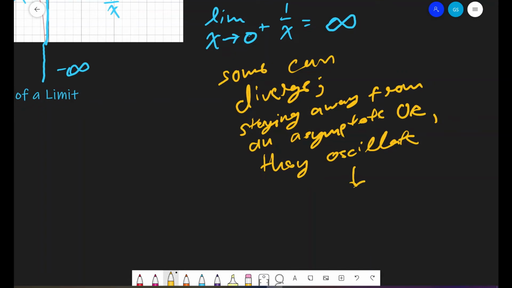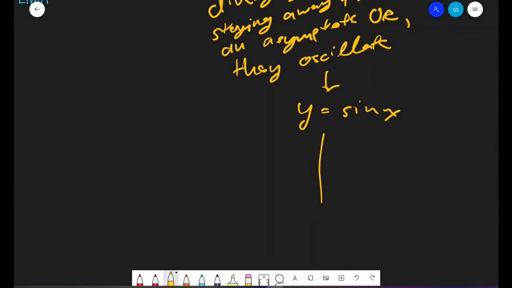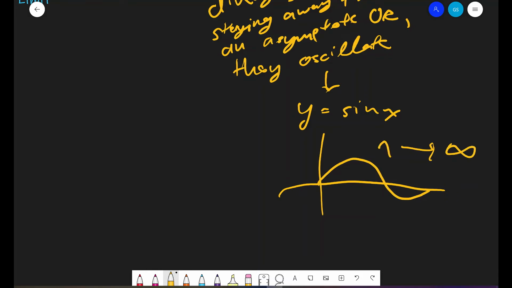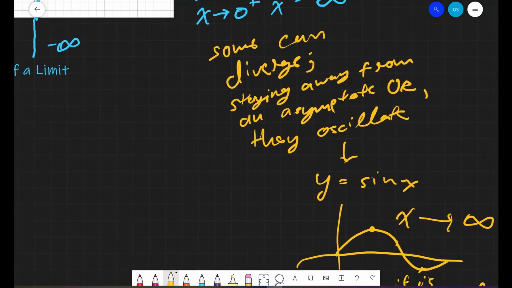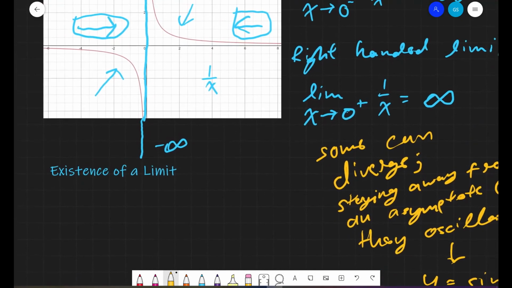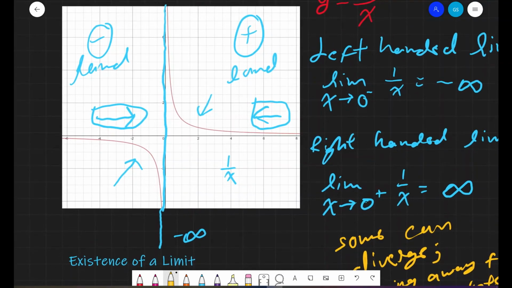An oscillation example would be y equals sine x, because if we draw a quick little sketch here, that guy goes like this, and it'll keep on going like that as x approaches infinity, it'll keep going too fast. So the limit is undefined when x approaches infinity. You can find the limit when it approaches a certain value, like here, here, here, but not as it goes to infinity. So that's oscillation. And then the asymptote one, the idea of diverging, we can see right here in this reciprocal function.